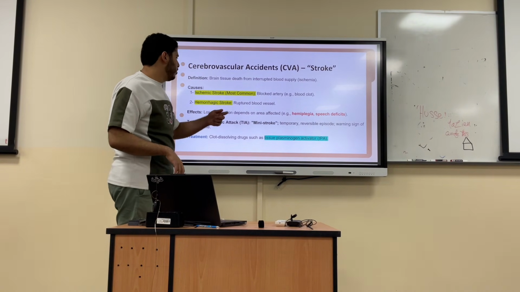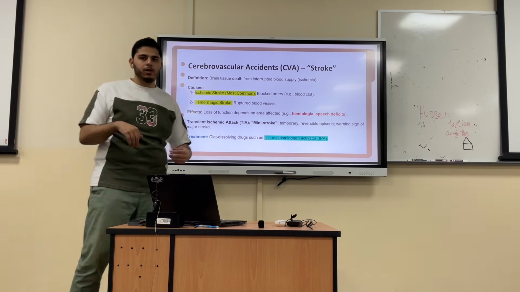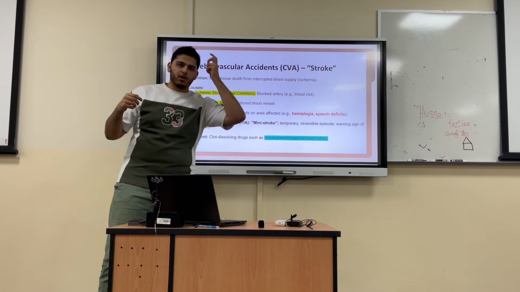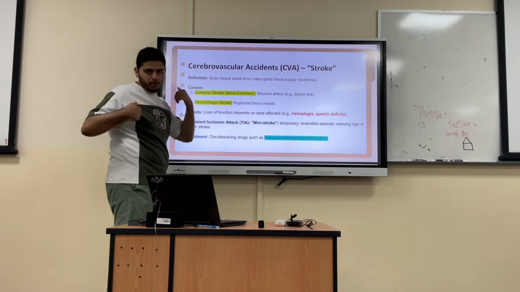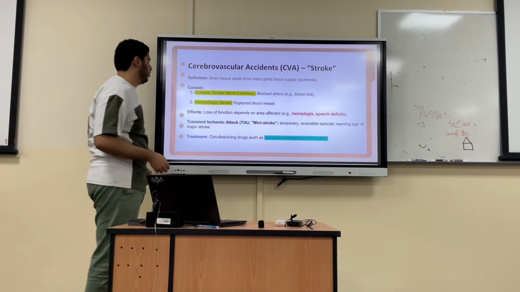Effects: loss of function depends on the area affected, hemiplegia and speech defects. As I said, a stroke on the right side of the brain will affect the left side of the body. A stroke on the left side of the brain will affect the right side. We cannot control the opposite side of the body.